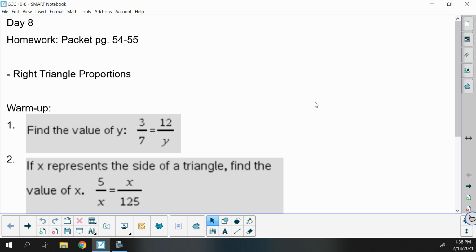So in the first one, if we cross multiply, 3 times y is 3y. 7 times 12, that'll give us 84. And when we divide by 3, that's going to give us 28.